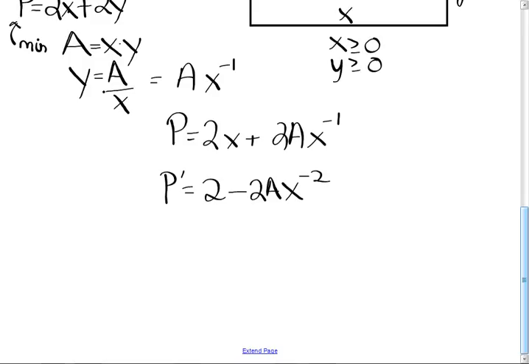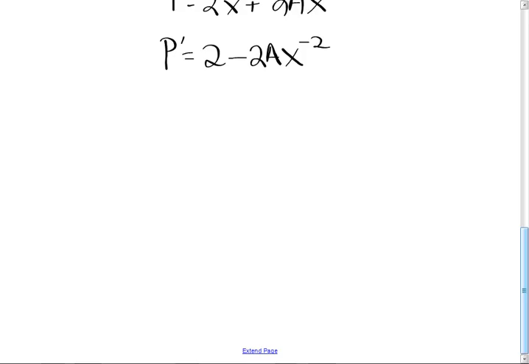Do you not have a handout? Oh, well, you're supposed to be doing the problem with me. This is a homework problem. Amazing. You know what? I don't like negative exponents.